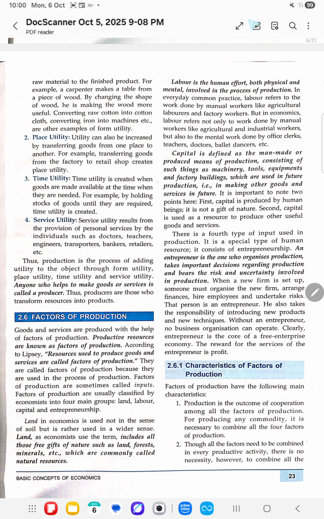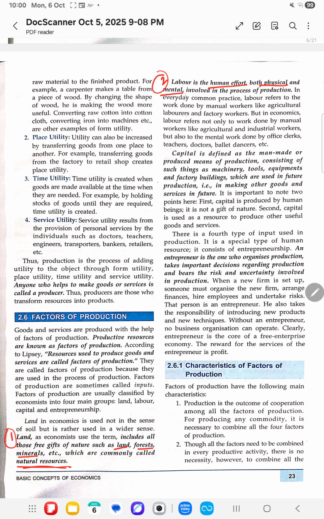Next up, we'll be referring to factors of production. So, what are the different factors that help in production? The very first thing is land. So land includes all those free gifts of nature like land, forests, minerals, etc., which are commonly called natural resources. Okay, so all of these come under land. Second is labor. So labor is the human effort, both physical and mental, involved in the process of production.